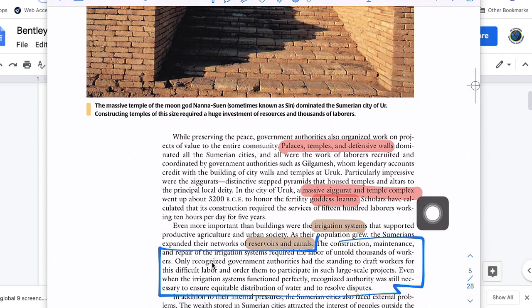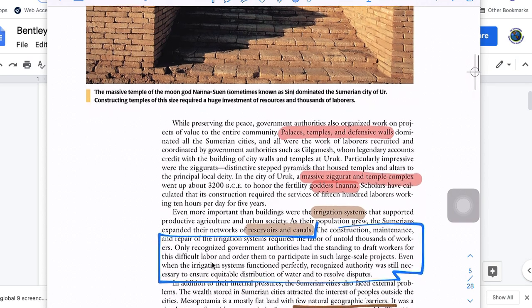So later, as we look at irrigation systems, and hopefully my iPad catches up here, I'm trying to point to reservoirs and canals. Those are interactions with the environment. So now we start to see that these are massive constructions and builds, monumental kind of things. Here I took this paragraph and outlined it in blue because the construction, maintenance, and repair took thousands of people. So someone had to be in charge. Someone had to have this kind of authority that would ensure all these things were being done in a manner that people would ultimately accept.